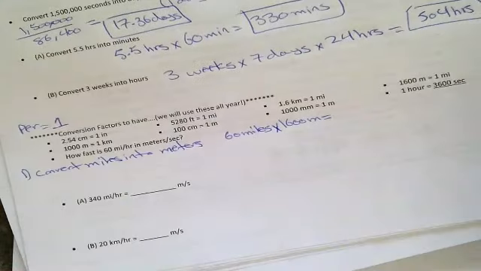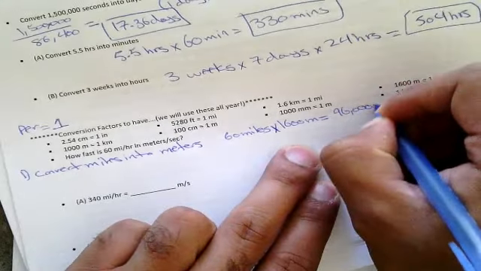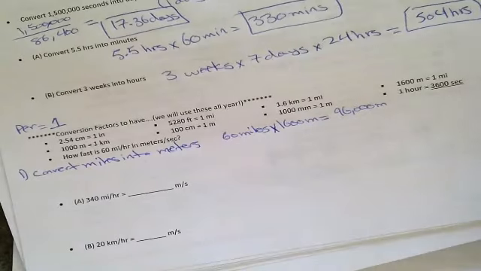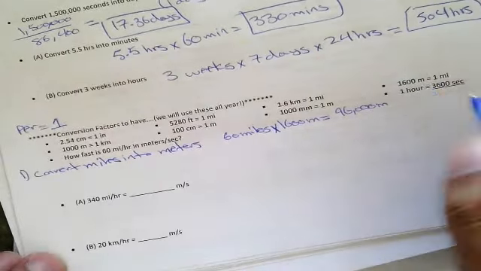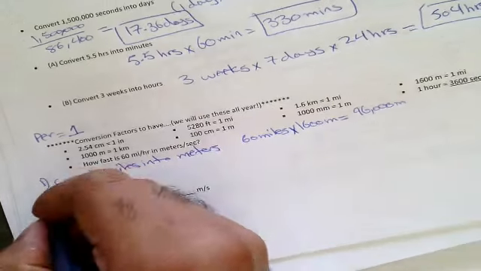And when you multiply that out, you will get 96,000 meters. So now we've taken care of the first portion of that. So that was our step 1. Step number 2, we need to take care of hours into seconds.